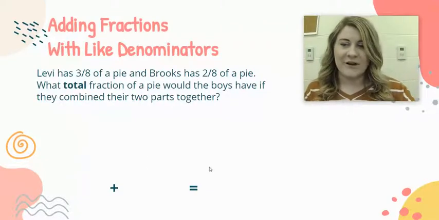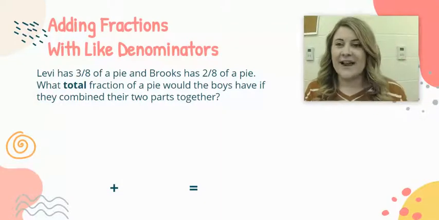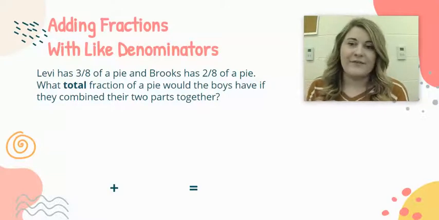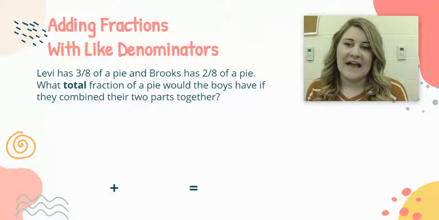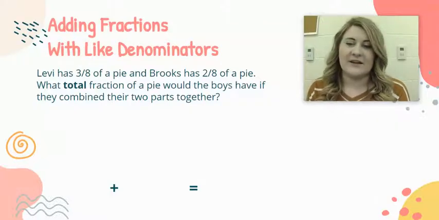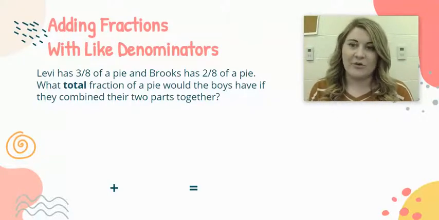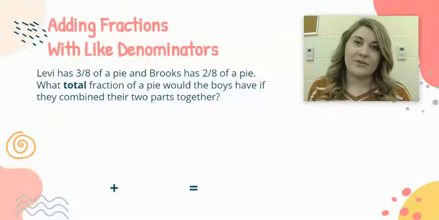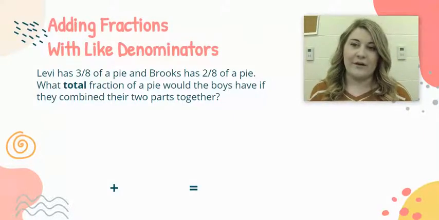All right, last one. Levi has 3/8 of a pie, and Brooks has 2/8 of a pie. What total fraction of a pie would the boys have if they combined their 2 parts together? Total means add. The word combine also means add. We are trying to figure out how much they have together. So when you hear the word total, think in your head, I'm adding to find the total amount.